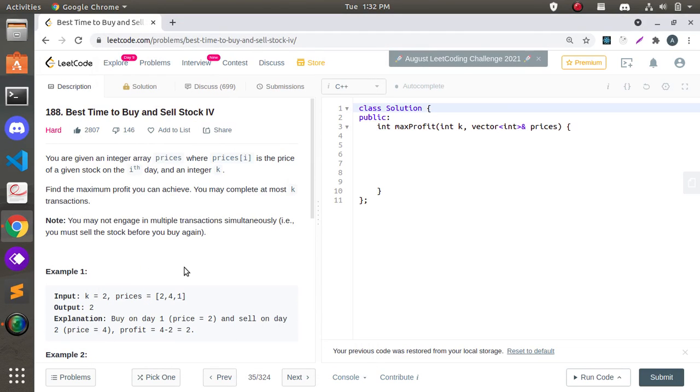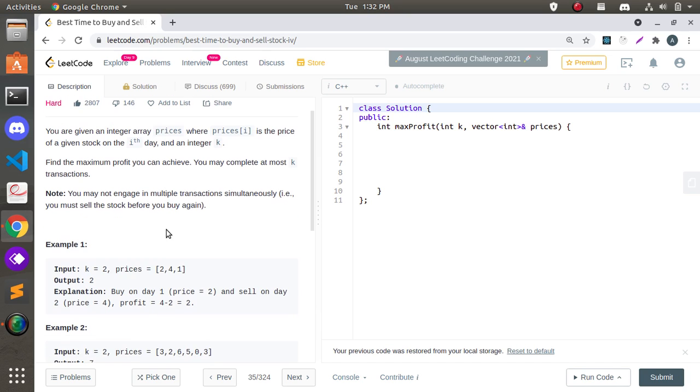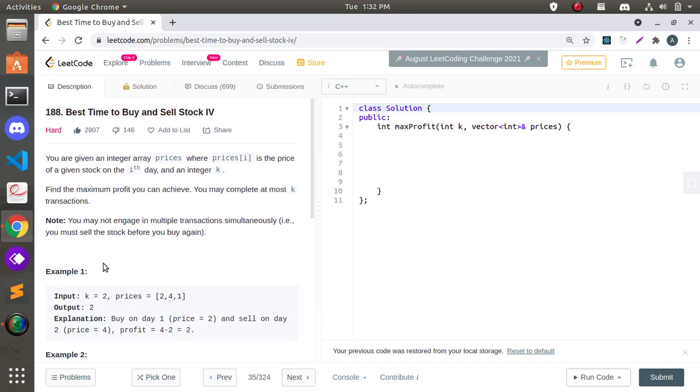Hello friends, today we are doing problem number 188 of LeetCode, Best Time to Buy and Sell Stock IV. I will put the question link in the description. Now let's go to the question.